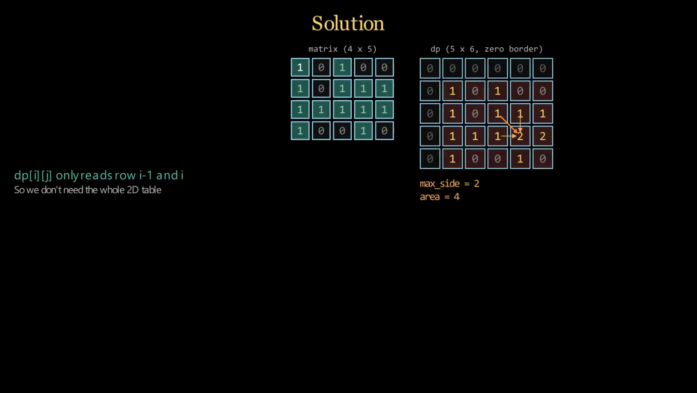Look at the recurrence again. Row I only reads cells in row I-1 and row I. Once a row is finished, earlier rows are never touched. So at any moment, 2 rows of DP are enough.